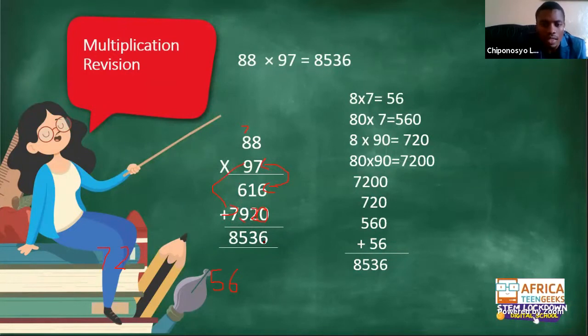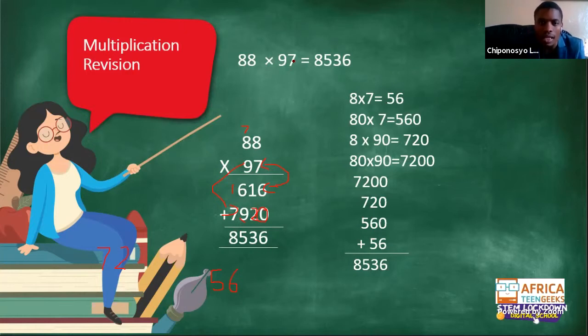Then you add. 6 plus 0 is 6. 1 plus 2 is 3. 6 plus 9 is 15. Then I carry 1. Then 1 plus 7 is 8. Then I have 8, 5, 3, 6.